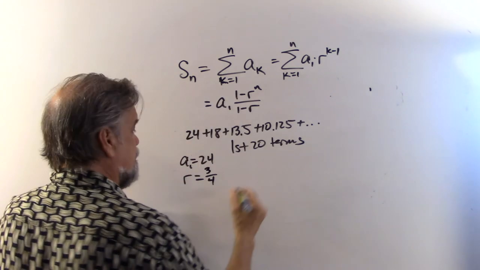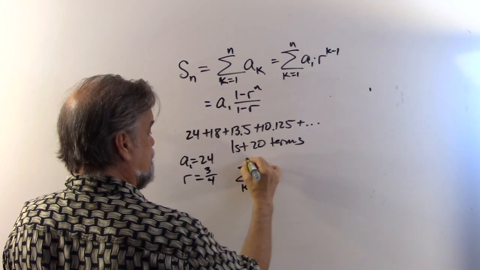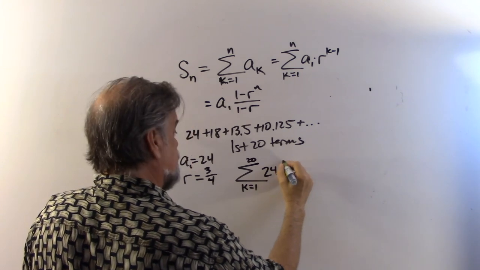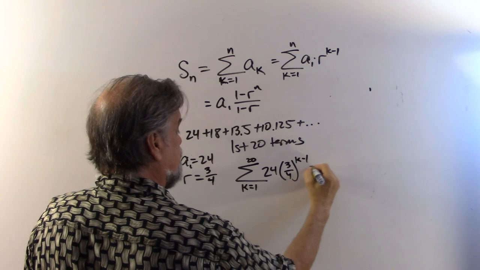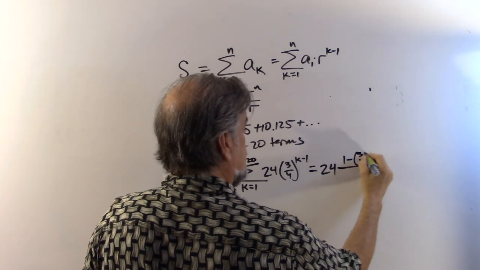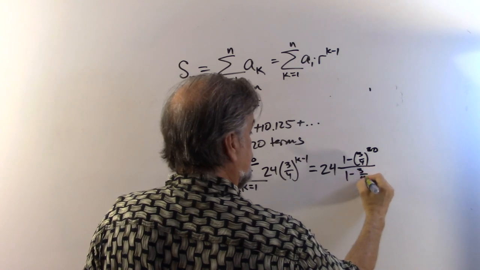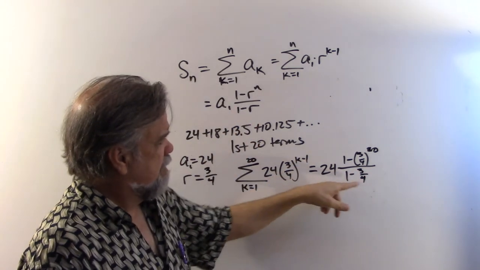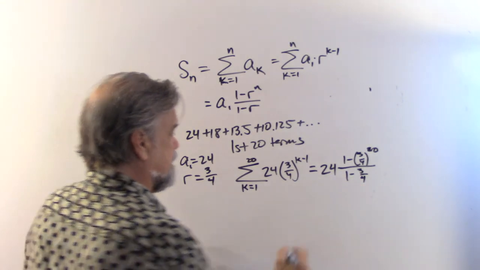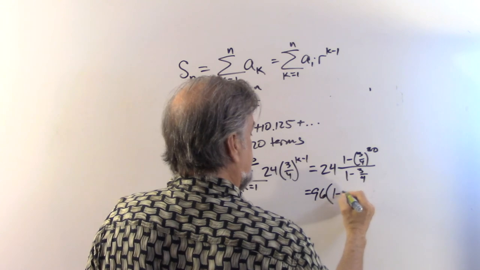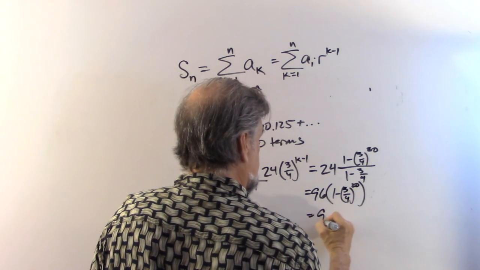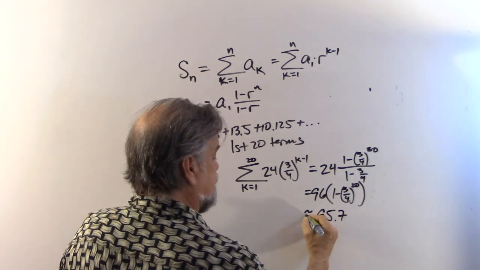So that means I have the sum as k goes from 1 to 20 of 24 times 3 fourths to the k minus 1 power, and that is 24 times (1 minus 3 fourths to the 20th) over (1 minus 3 fourths). 1 minus 3 fourths is just a fourth, and dividing by 1 fourth is like multiplying by 4. So 24 times 4 is 96 times (1 minus 3 fourths to the 20th power). And that comes out to about 95.7. I'm going to say about, so I'm going to make a little squiggly equal sign there.